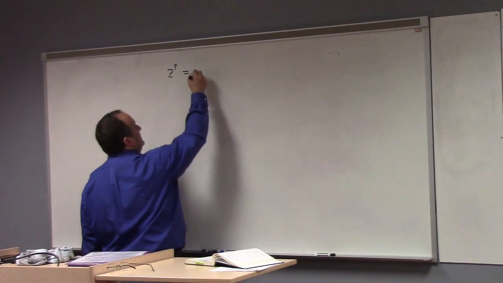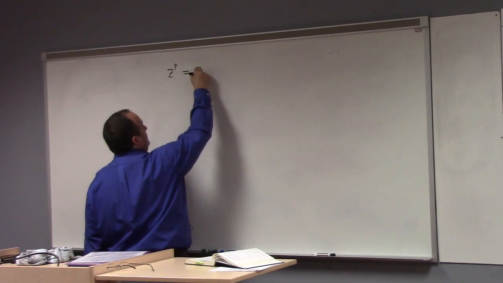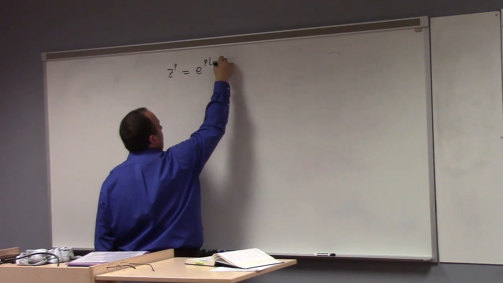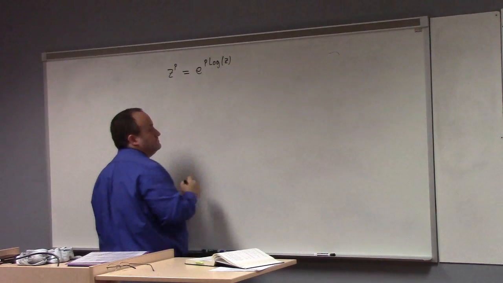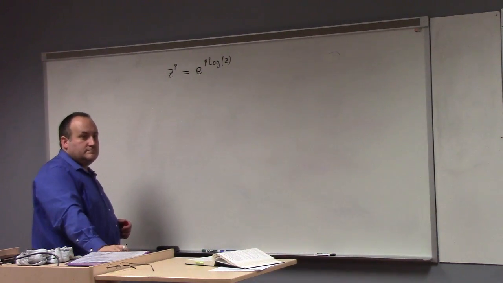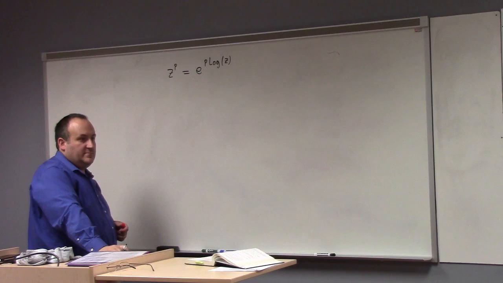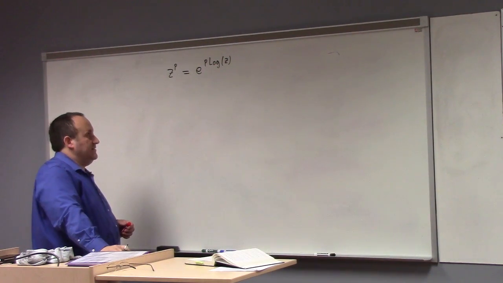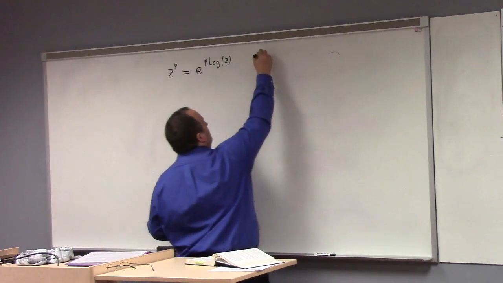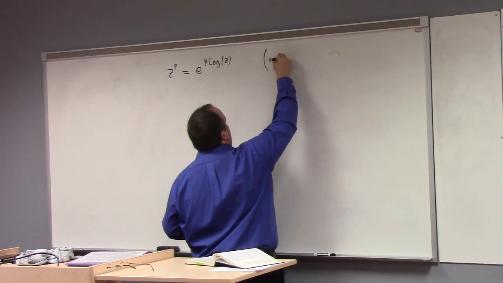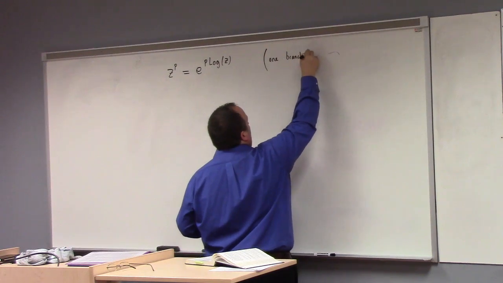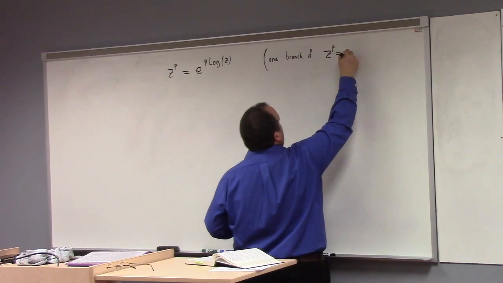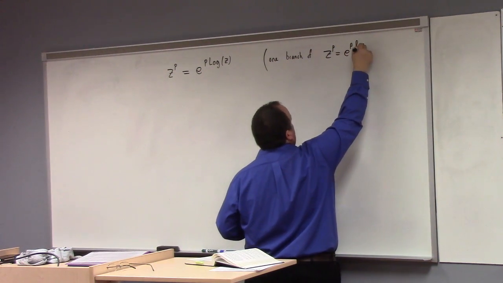How about this? I do e to the p log z. That is a definition I made before, yeah. Although I think before what I might have done is this is really one branch of z to the p equal to e to the p log z, you see?